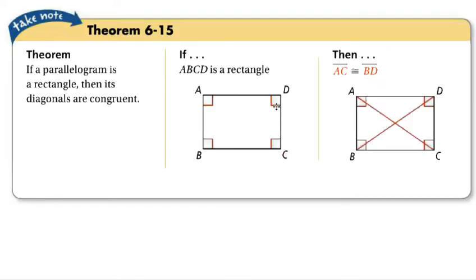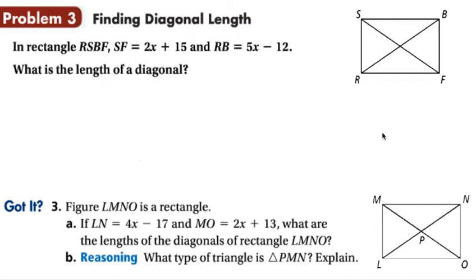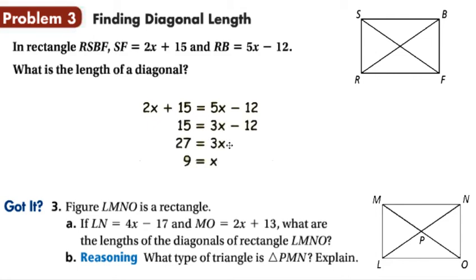So our third theorem says, if we have a parallelogram that's a rectangle, then we know that the rectangle's diagonals are congruent in length. They're equal in length. AC is congruent to BD. So what if they give us the length of the diagonal as an algebraic expression? Can we find the length of that diagonal? Well, what we would do in this case is we would set each of those equal. SF is congruent to BR, and then just simply solve for x. We get x equal to 9.